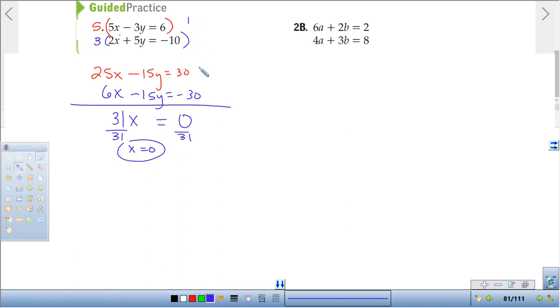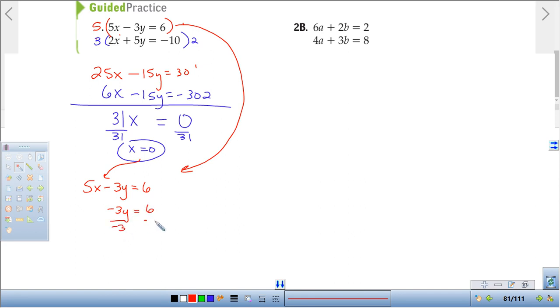Now look, this one here and this one are exactly the same. You understand that? So you can plug this into any of these. Pick the one that has the smallest number so you won't be messing up. I guess I'll go with the first one. So I'll bring that one down here: 5x minus 3y is equal to 6. I plug it in there, so I get negative 3y is equal to 6. Divide by negative 3, divide by negative 3. y is equal to negative 2. Why didn't I write anything here, guys? Because 5 times 0 is 0, so it just drops off the face of the earth. Okay?